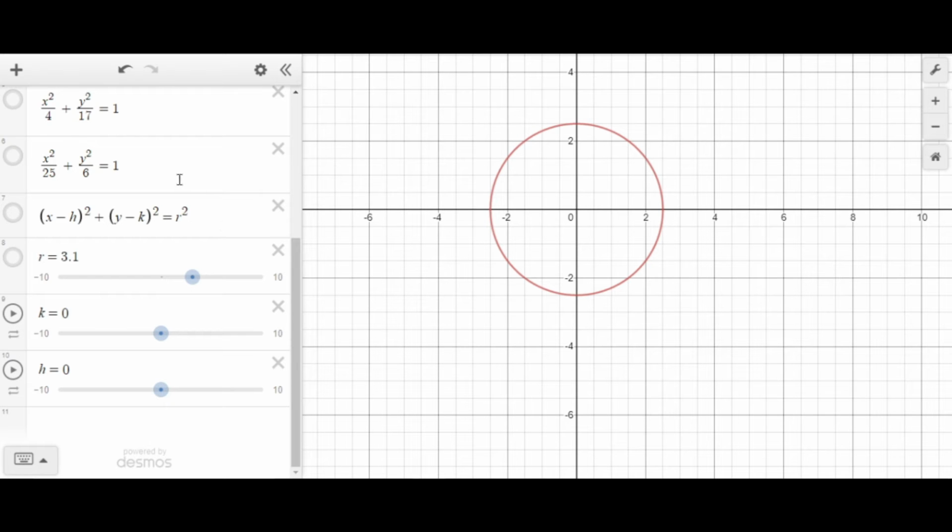So this represents infinitely many circles, and when h and k are 0, the equation becomes x square plus y square equals r square. That also represents infinitely many circles, but the infinity of both the sets is different. The latter one has a lesser infinity than the previous one.